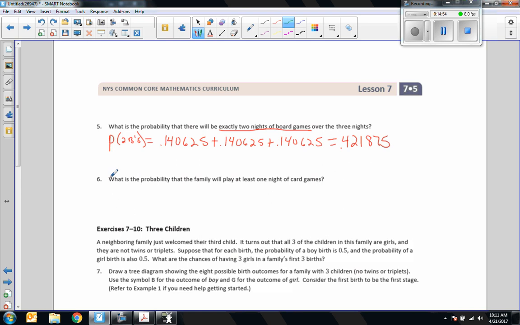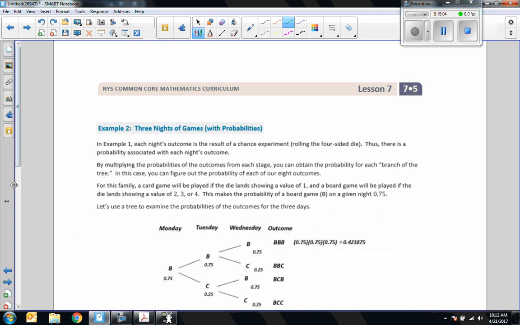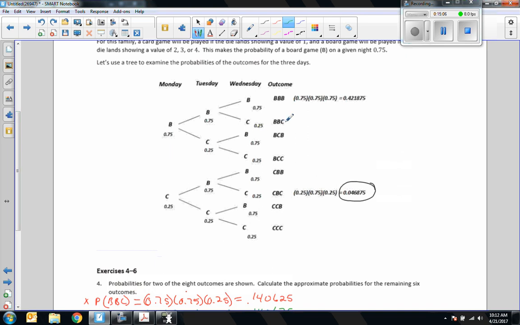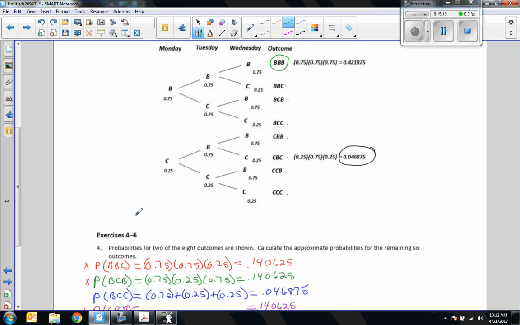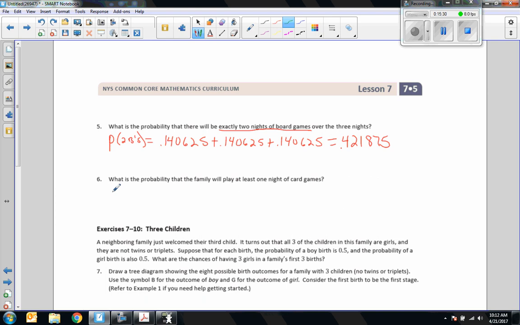Okay. Number 6. What is the probability that the family will play at least 1 night of cards? So I want at least 1 C. This has a C, this has a C, this has two C's, a C, two C's, two C's, three C's. So the only thing I want to do is eliminate this piece. So the probability of something occurring is 100%. So the probability of at least one C means 100% minus no C's. So I'm going to do 100% minus the probability of no C's. That's how I'm going to answer this.